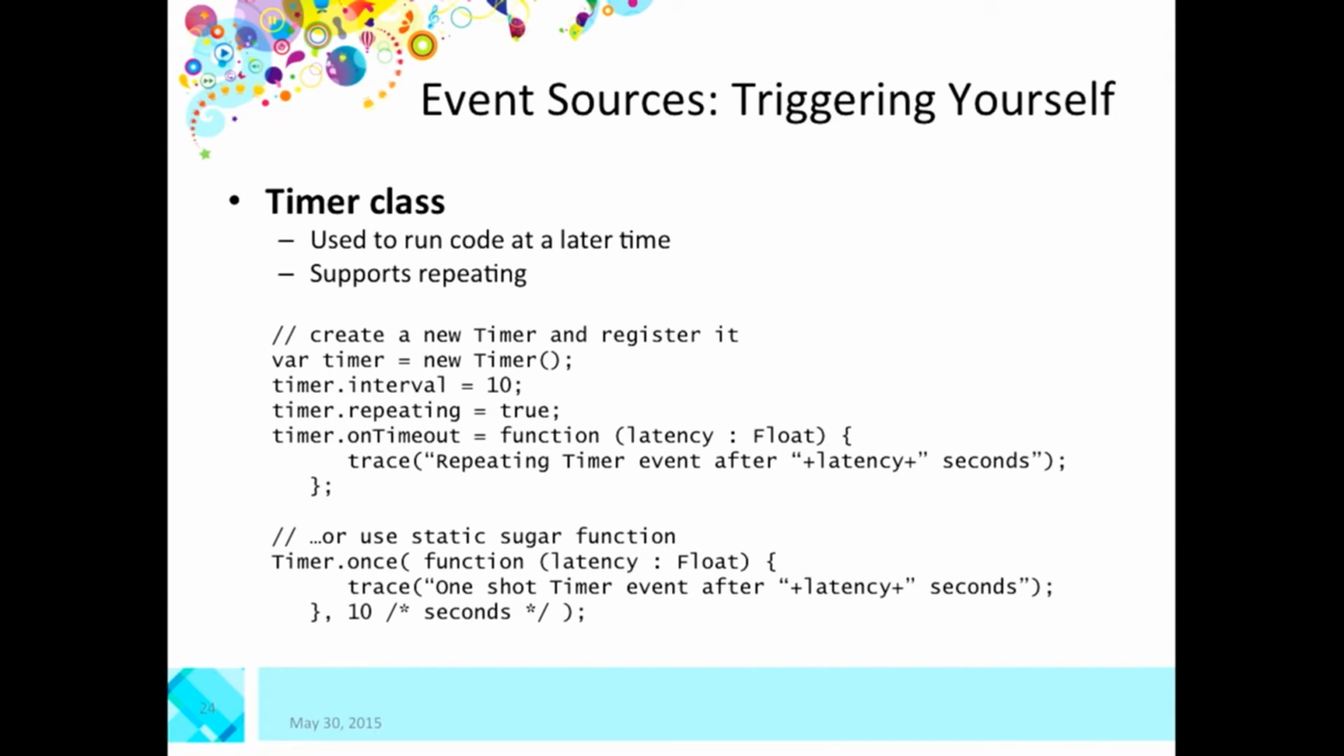The second example shows we also support this sort of syntactic sugar method. There's no real reason to construct an object in this case, potentially. So there's a simpler version where you can just say, timer once, do this thing after 10 seconds.